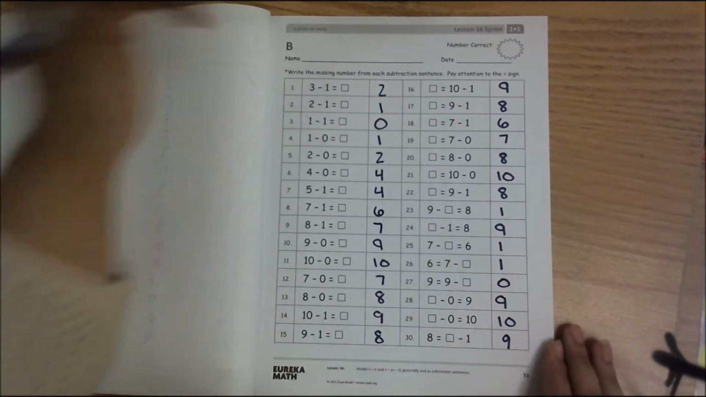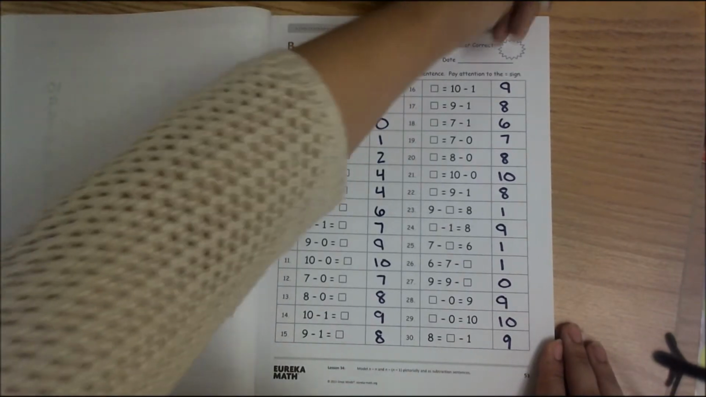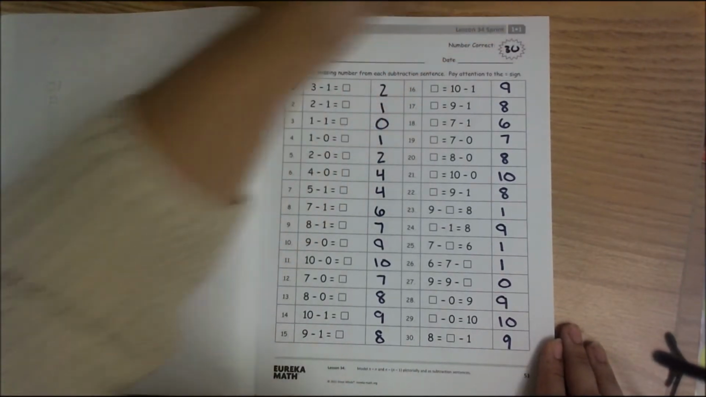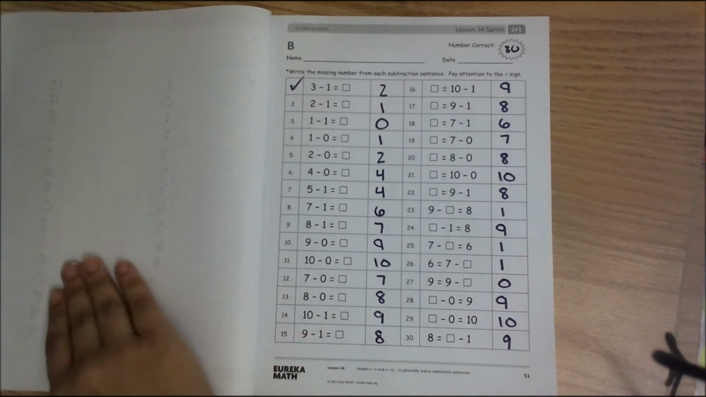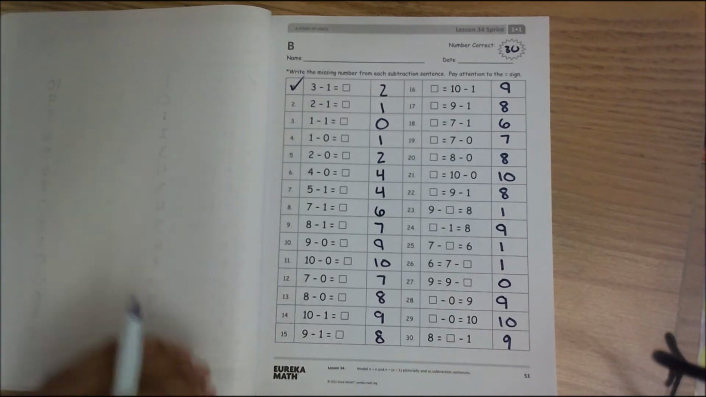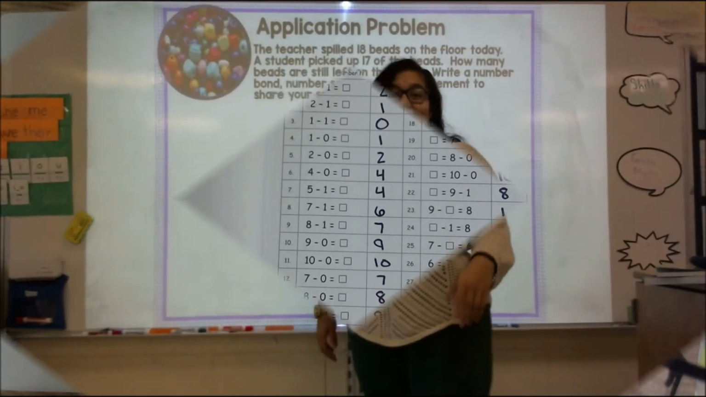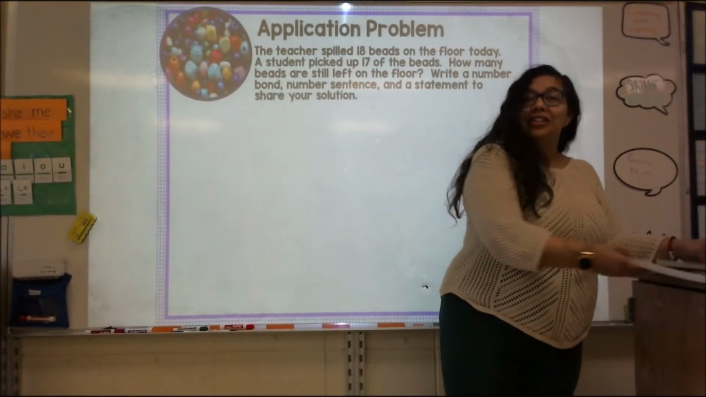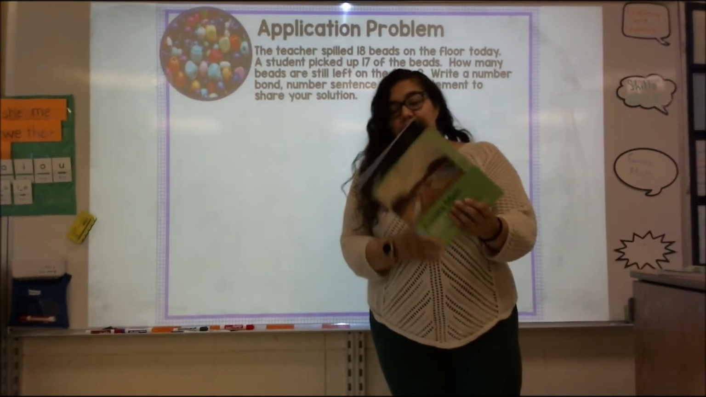9. Great job. Remember, you were checking as you went, and you're writing your number correct at the top. And if you want, you can go back to look at what you did yesterday, and see how you did today. All right, let's go on ahead. Next is our application problem. You did a wonderful job on that sprint.